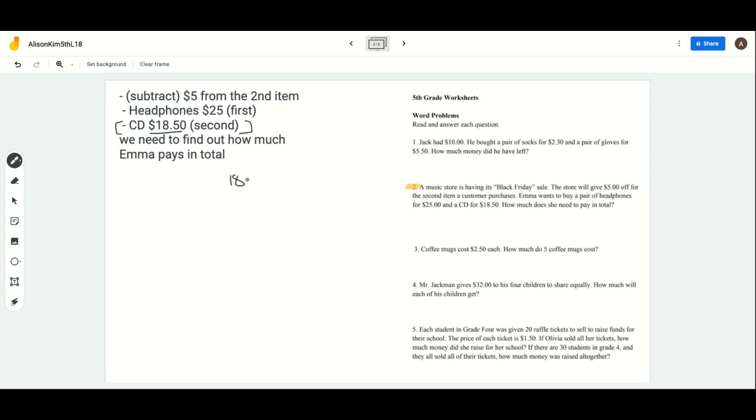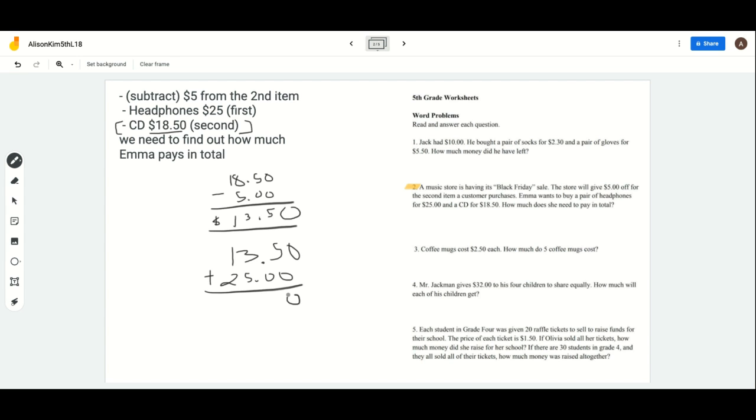So 18.50 minus 5.00, it's just, 5 minus 5 is 0. So we're left with $13.50. That's the new amount, or price, for the CD. And then we're just going to add $13.50 with $25. And that's how we'll get our total.